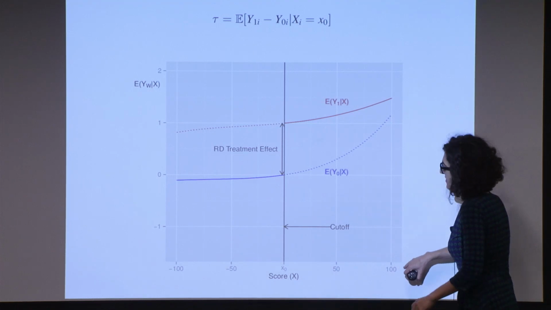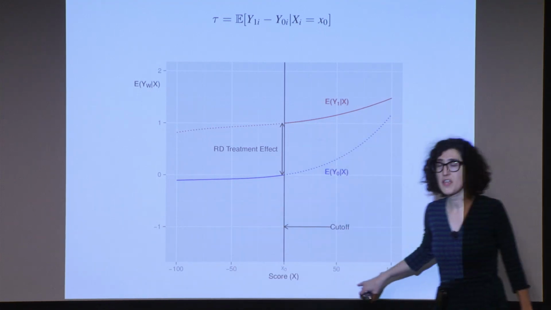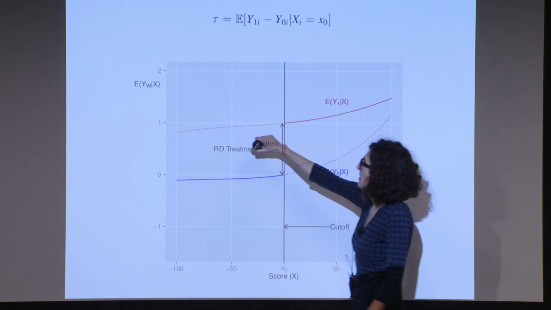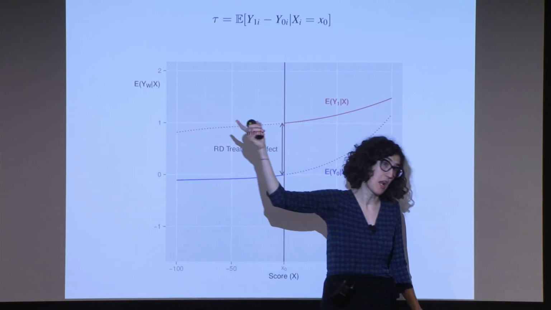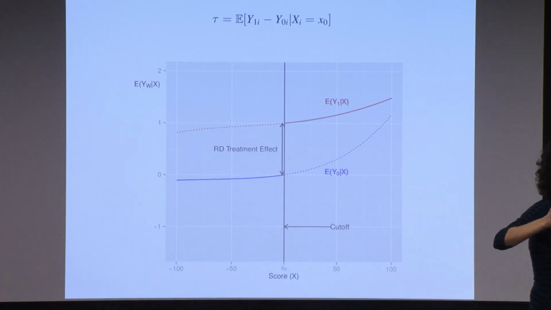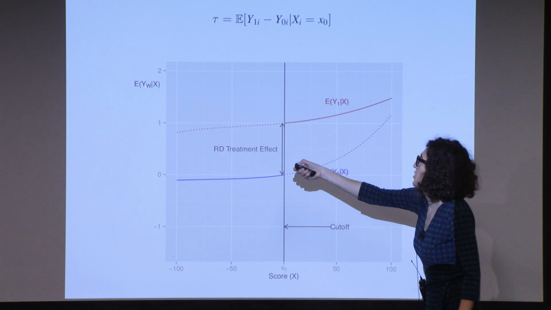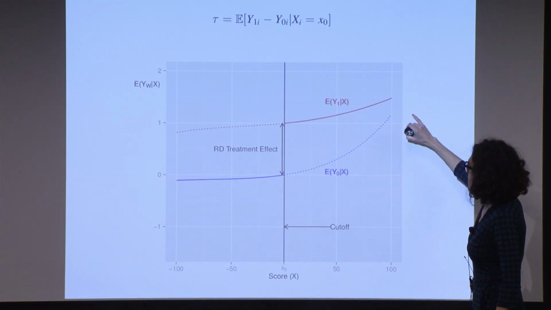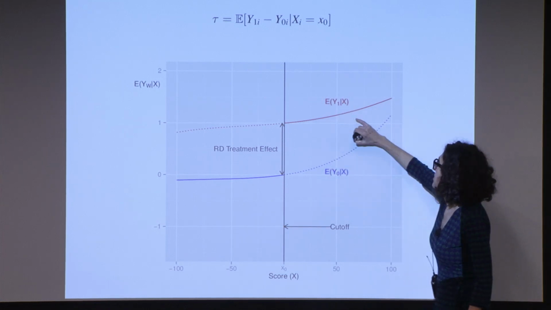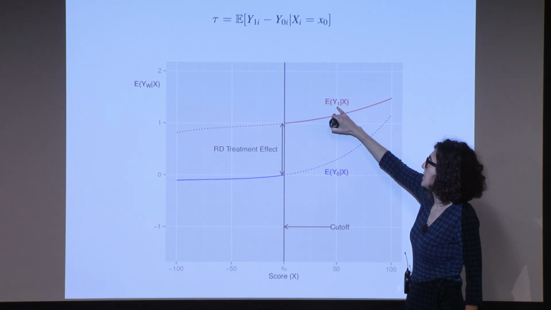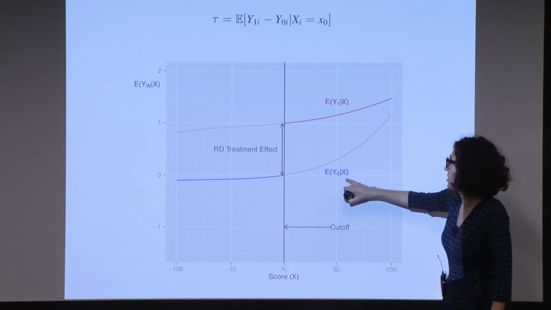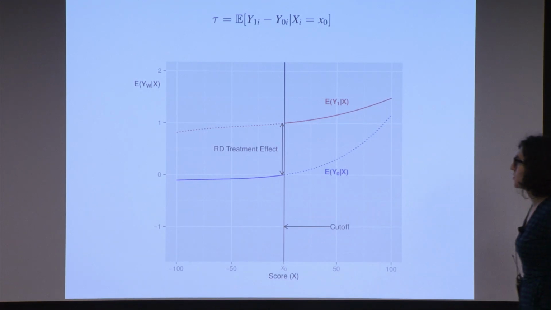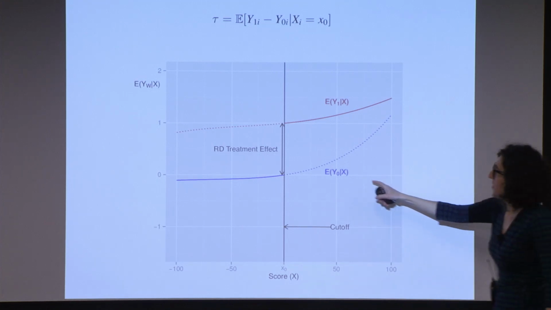So this picture has the score on the x-axis. And on the y-axis, it has just the conditional expectation of the potential outcome under treatment or under control given the score. So that's a regression function. What I have plotted here is these two regression functions, the expectation of the potential outcome under treatment given the score, and the conditional expectation of the potential outcome under control given the score. And this is the outcome of interest.